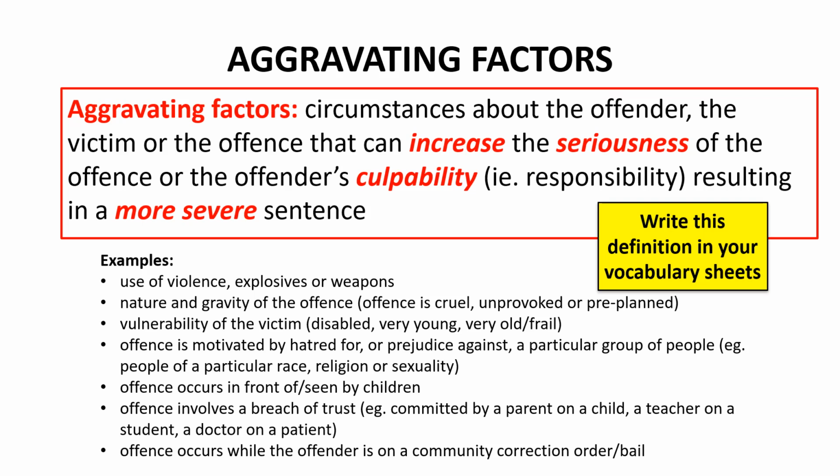It will be an aggravating factor if the offence involves a breach of trust. An example is where a doctor who has care of a patient unnecessarily touches that patient in a sexual manner while conducting a medical examination on that patient. And finally, it'll be an aggravating factor if the offence occurs while the offender is on a community correction order or bail.